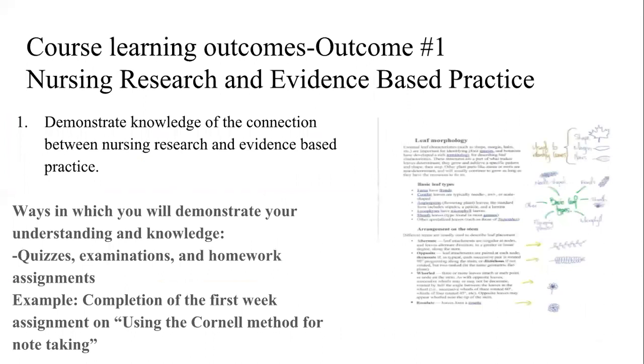As you think about the course specifically, our first learning outcome for the course is that you'll demonstrate a knowledge of the connection between nursing research and evidence-based practice. How you'll be demonstrating that is through your work on quizzes, examinations, and some homework assignments. And this is an example of the Cornell method for note-taking, which we will be completing in the first week of the course. This is a great way for us to really synthesize and analyze different articles and readings that we do over the semester. So this is one way that you'll show that you understand the differences between research and evidence-based practice.